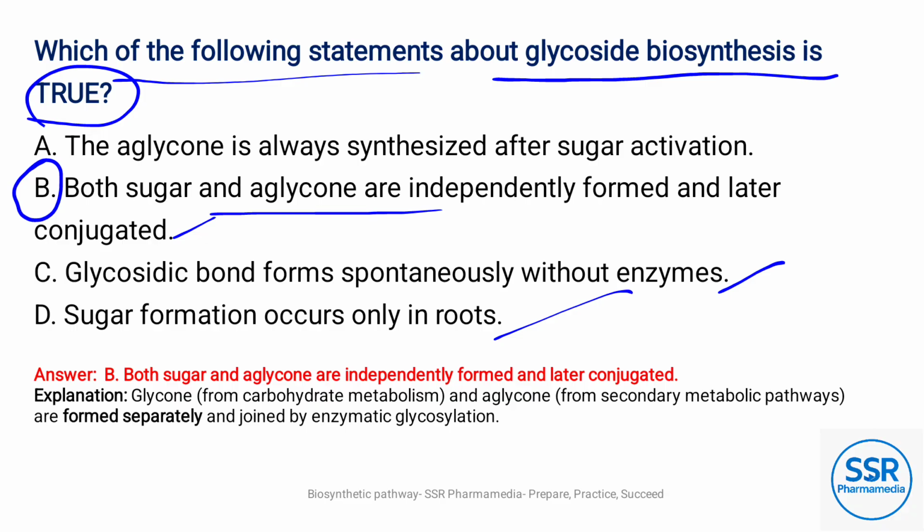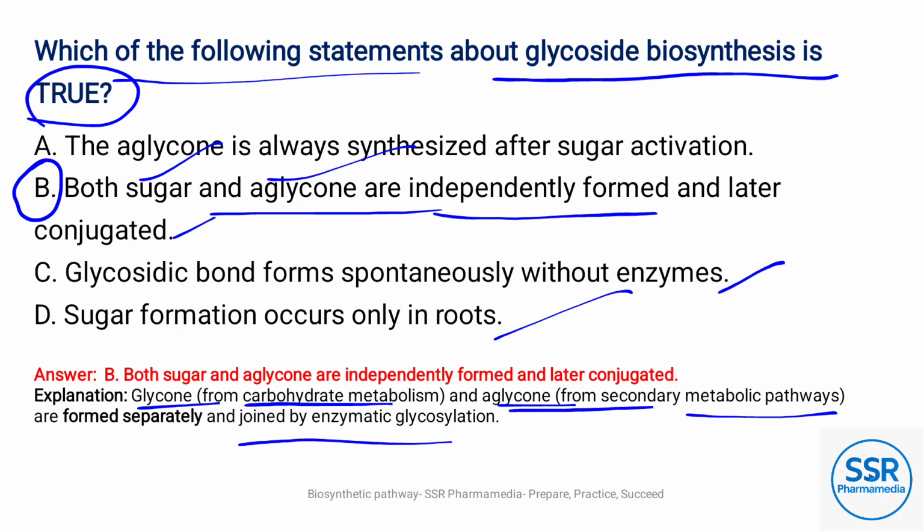So both sugar and aglycones are independently formed. The first step, sugar forms; the second step, the aglycone, the non-sugar part, forms; then both are conjugated. The glycone part is formed from carbohydrate metabolism and the aglycone part is formed from secondary metabolic pathways, and after formation both are joined by an enzymatic glycosylation reaction.